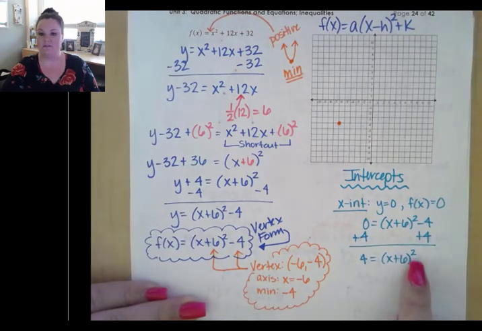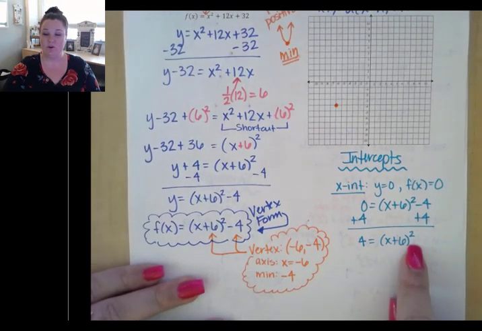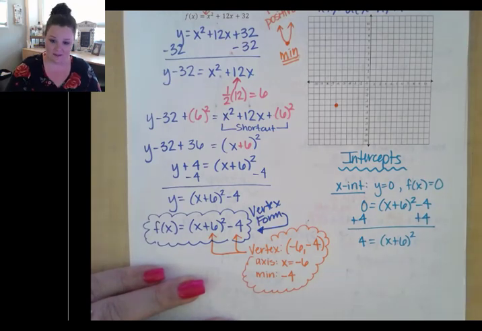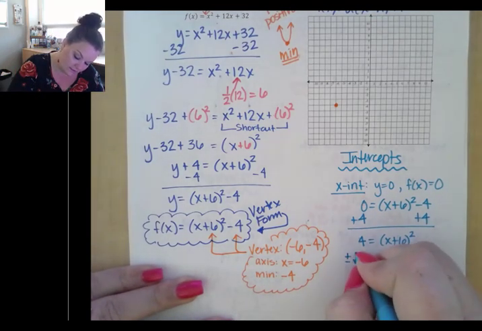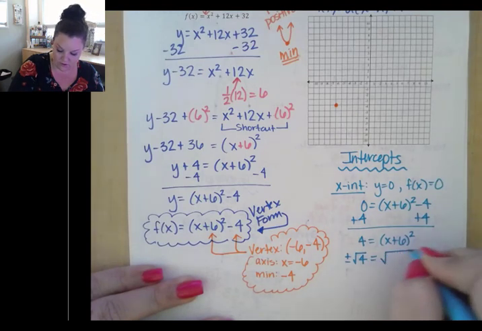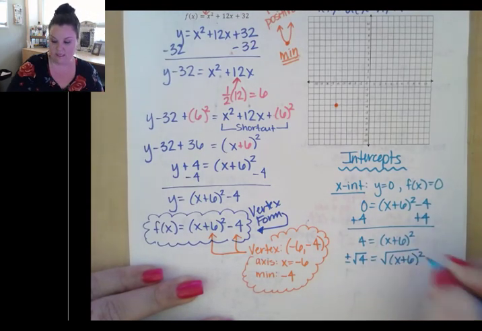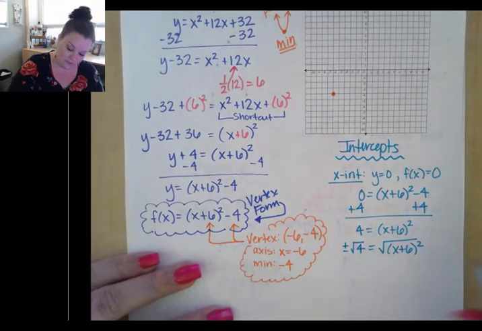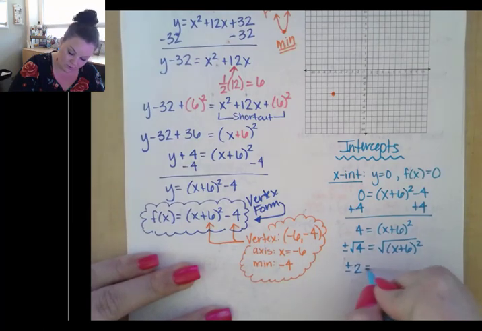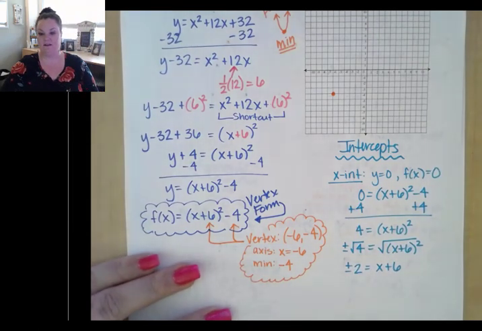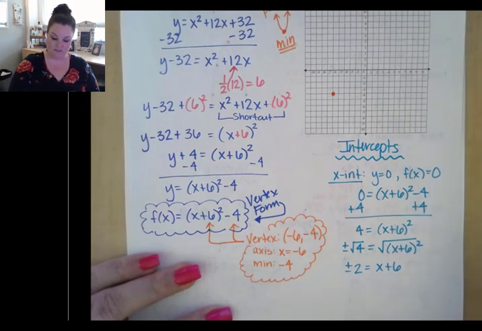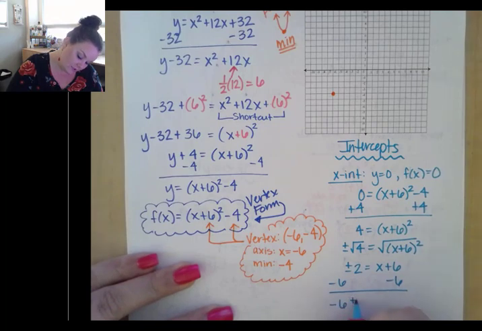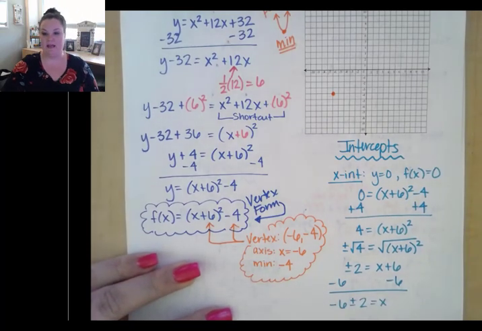And now I want to get rid of that square on my squared quantity. So in order to get rid of it, I'm going to take the square root. When I do that, I have to remember plus or minus on the other side. So I get plus or minus the square root of 4 is equal to the square root of x plus 6 quantity squared. My square and my square root is going to cancel out, right? So I end up with plus or minus 2 is equal to x plus 6. And then I just need to move that 6 to the other side by subtracting. So I end up with negative 6 plus or minus 2 gives me my x values.